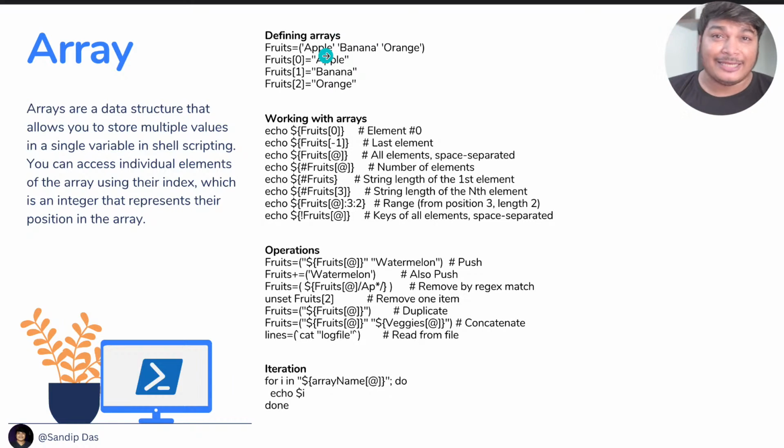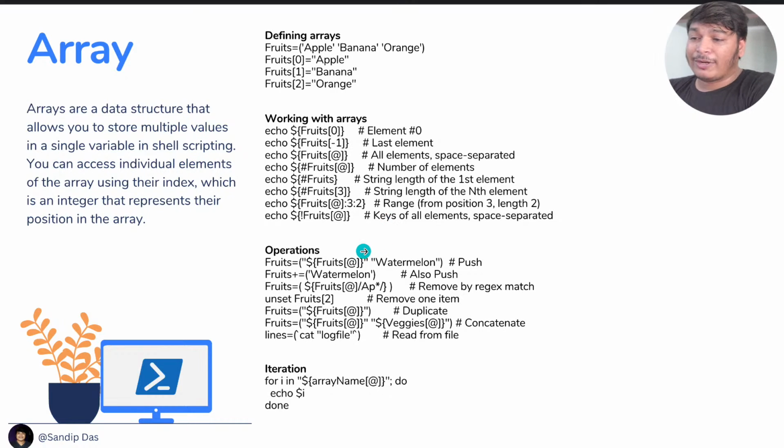So if you are defining an array, then you are supposed to give the space in between the strings or numbers or whatever you want to store. Say fruits is the array, so fruits equals parenthesis, then each item. Fruit 0 is equal to apple, fruit 1 is equal to banana, index 2 is equal to orange. So array always starts from 0, just like any other programming language. This is no different. Okay.